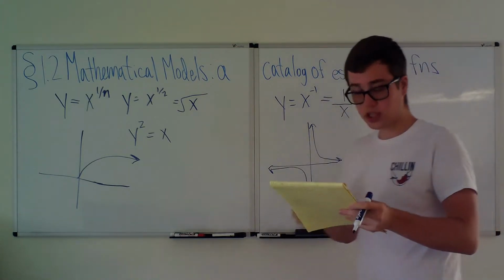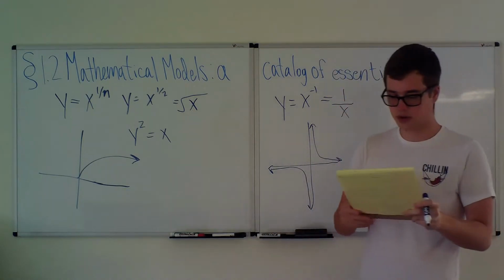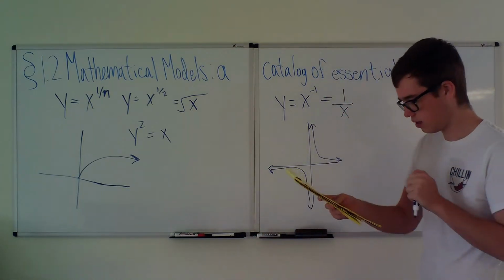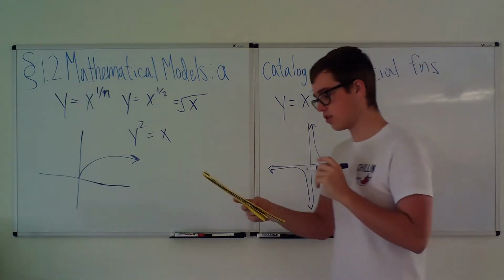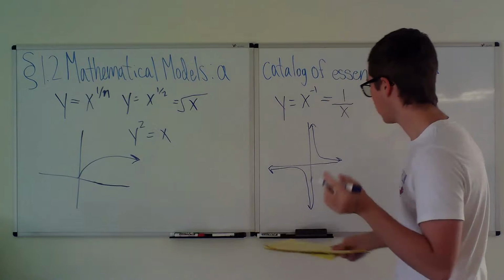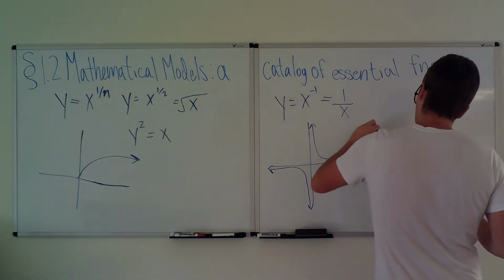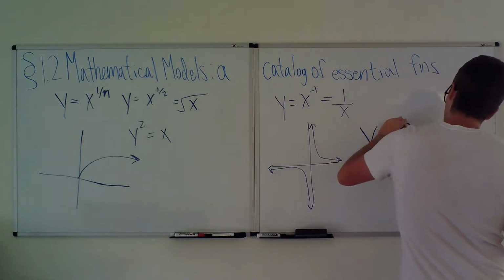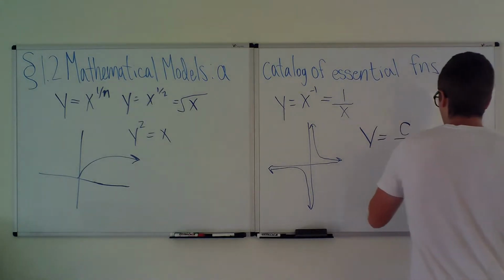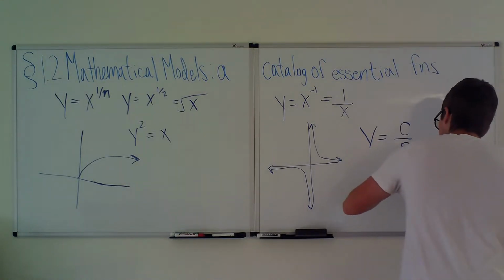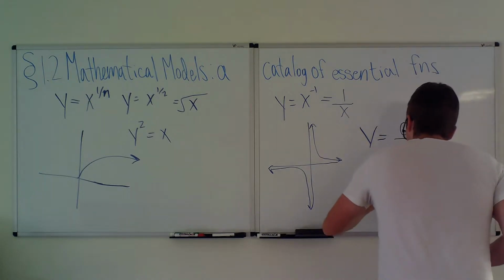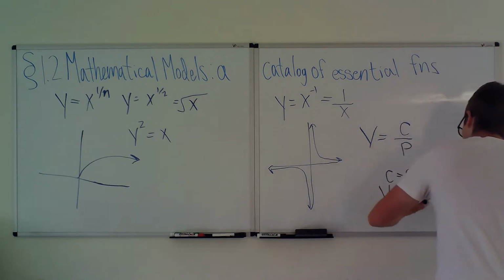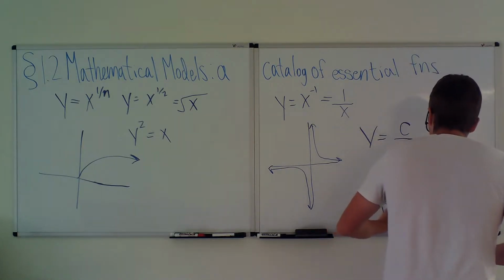Right? This function is very important in physics and chemistry, and one application in physics is Boyle's law, which states the volume of gas is inversely proportional to pressure. So what does this look like? It looks like V is equal to C over P, where C is a constant, V is volume, and P is pressure.